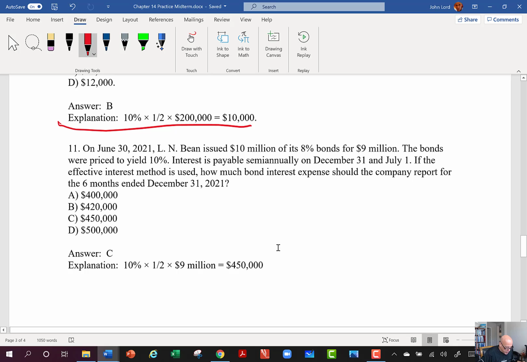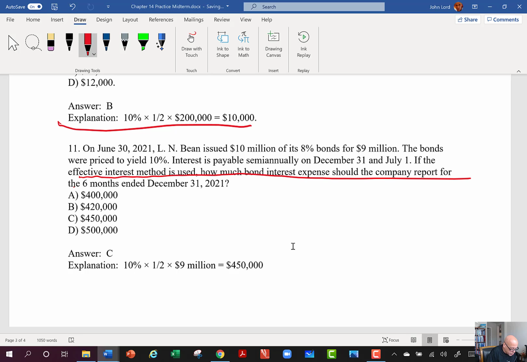Okay. All right. Good. Let's go ahead and take a look at this one. And they are using what? The effective interest method, and they want the bond interest expense. All they were trying to do to you here in this question is see if you would pick up the cash interest.